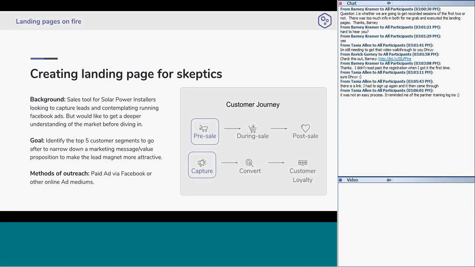The goal for Mike is to identify the top 5 customer segments to go after, to narrow down the marketing message, the value proposition, to make their lead magnets more attractive, meaning Mike is doing some sort of a giveaway of a white paper of some sort, and he is interested in running Facebook ads essentially with these marketing messages.